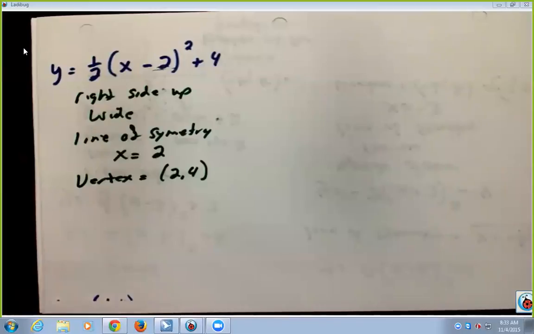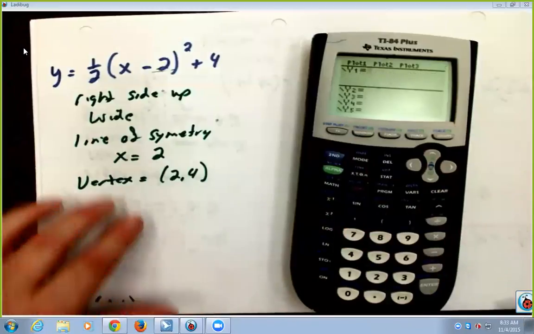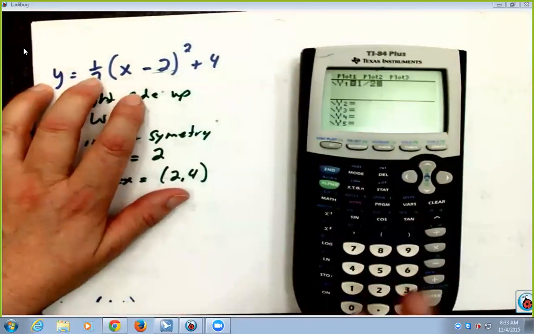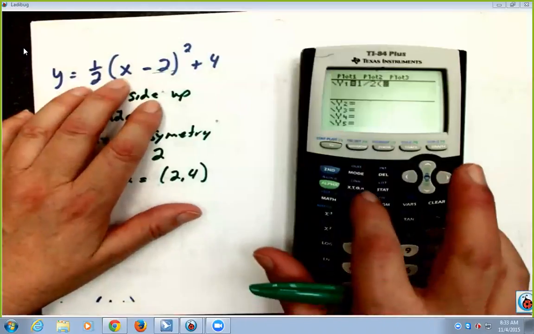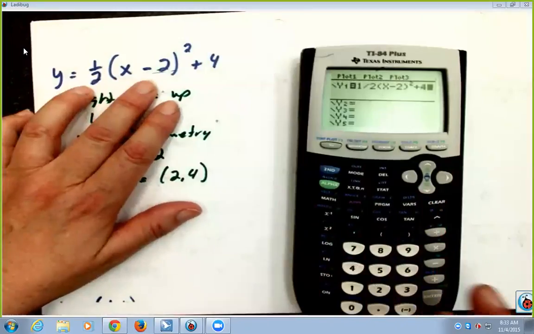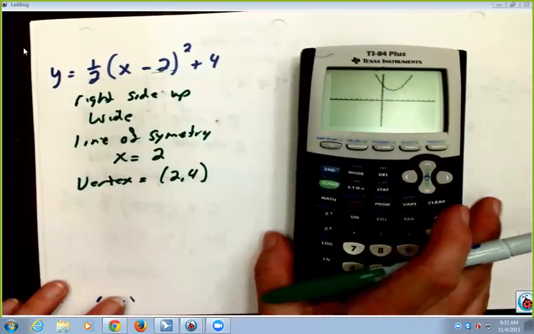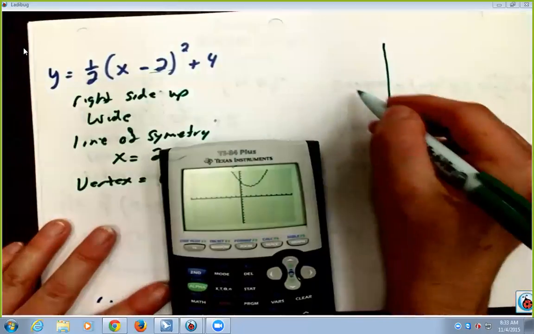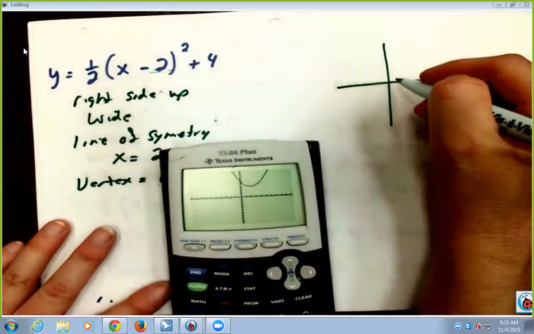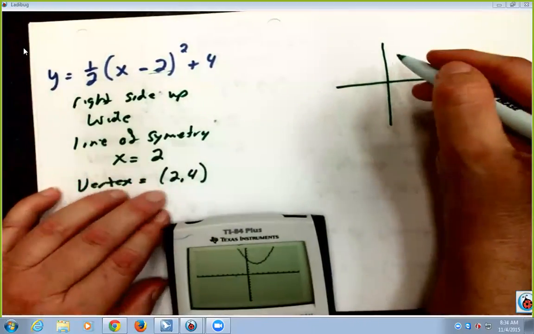So if I look at it on my graph, let's put it on here and clear out what I had. I'm going to put 1 divided by 2, (x - 2) squared, plus 4. And we're going to hit graph. And it's coming up and looking like so. Okay. So the things we need to do, let me put it over here on a piece so we'll have it in our notes here. So it's coming through. We're at (2, 4).